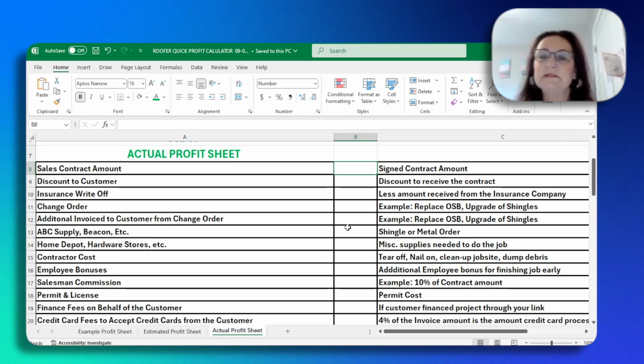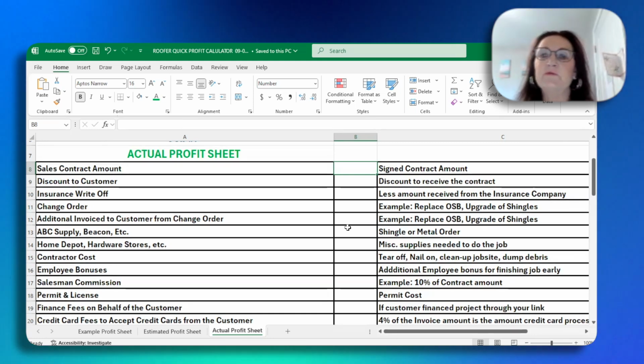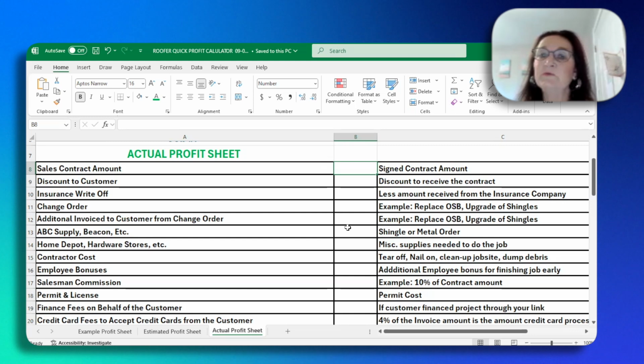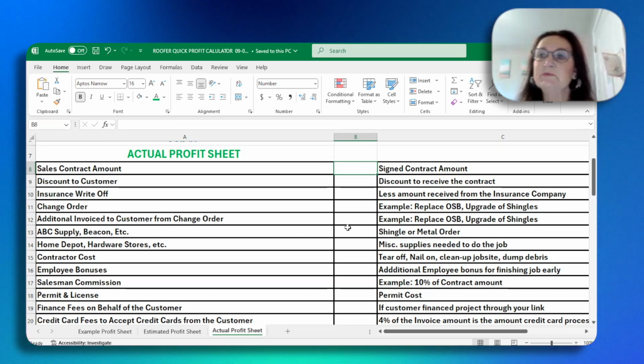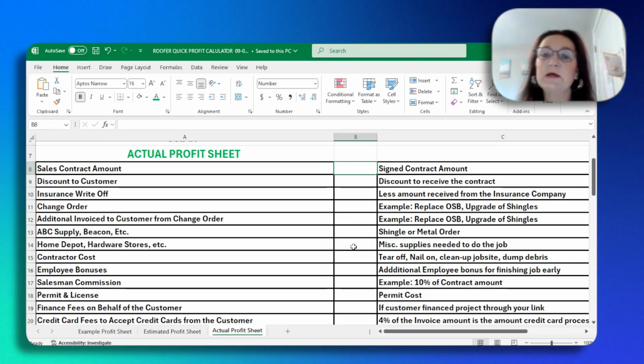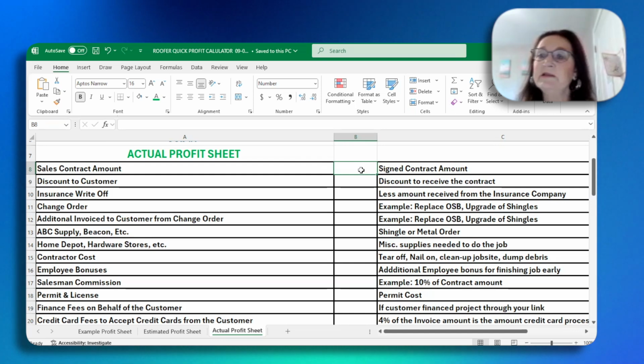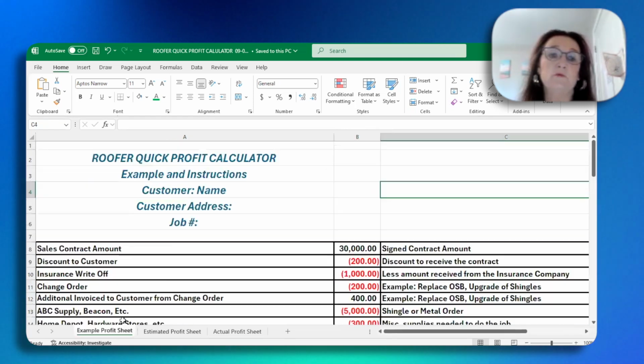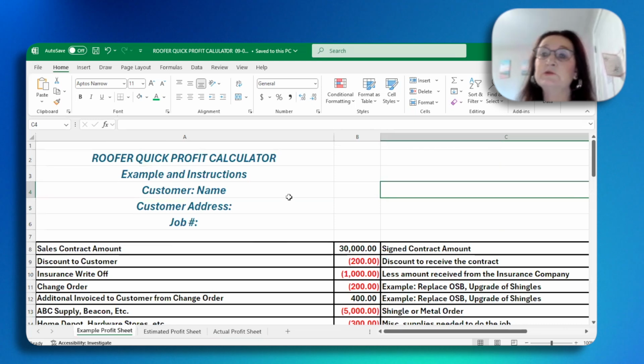I'd like to tell you a little story about this. I have a roofing contractor that owns a large company, and he was doing some metal. As he was going through these sheets, he realized that his prices for metal were way too low because metal material was expensive. So he upped his price on his next job, got his profits up, and was ready to go again. That's how you can really use these sheets to make money. You can make money in your roofing business from knowing what your numbers actually are.